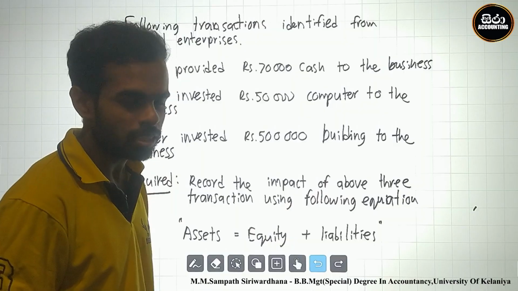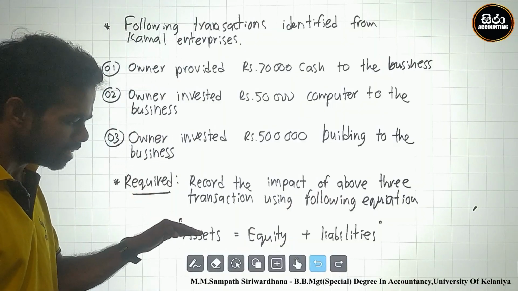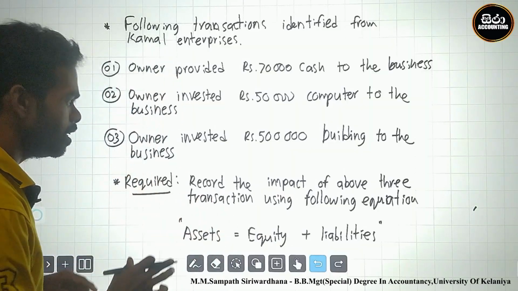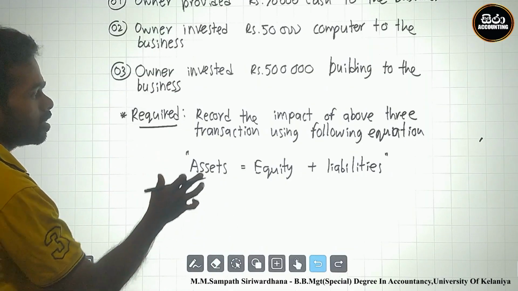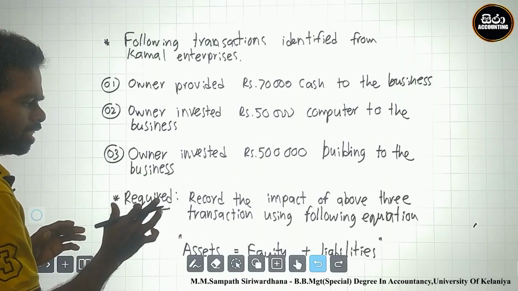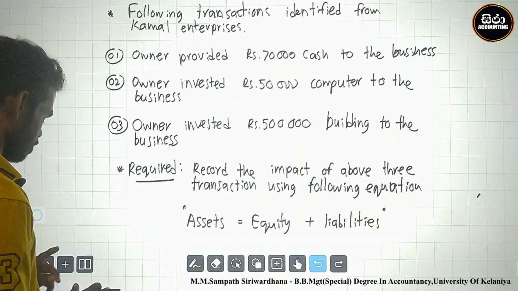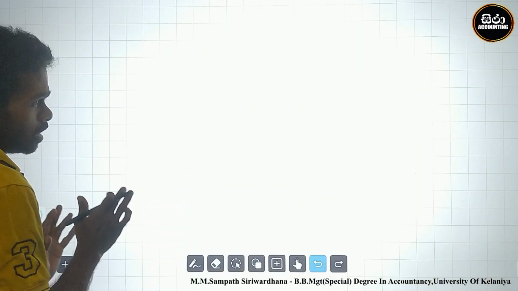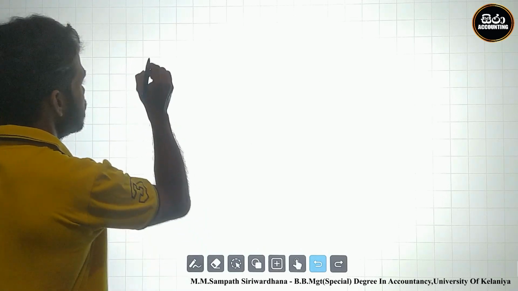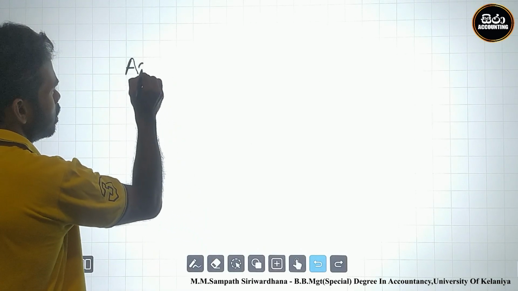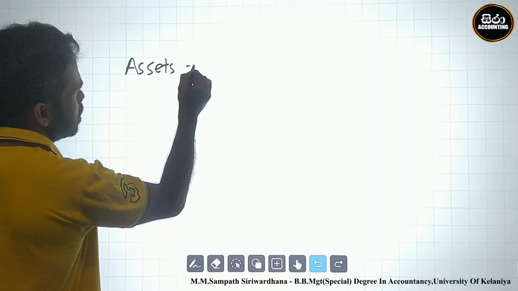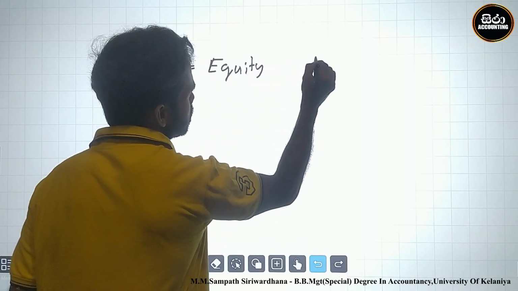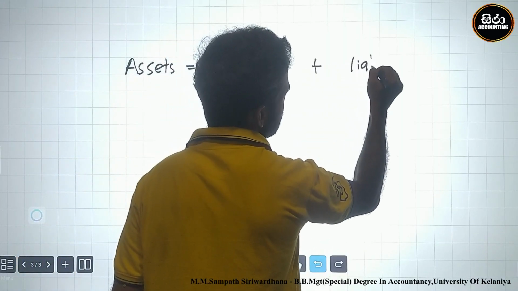Using the following equation. What is the equation? You know, assets equal equity plus liabilities. This is the equation. We can get another page. Look here. Firstly, we identified the equation. What is the equation? Assets equal equity plus liabilities.